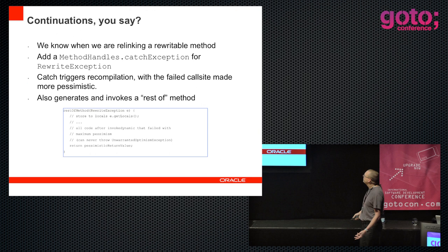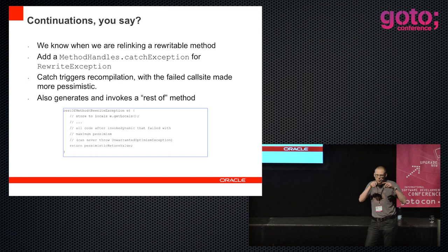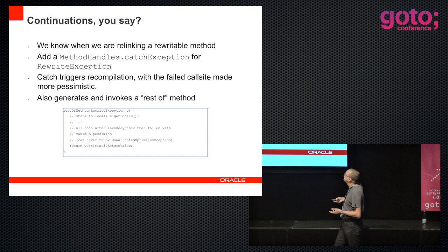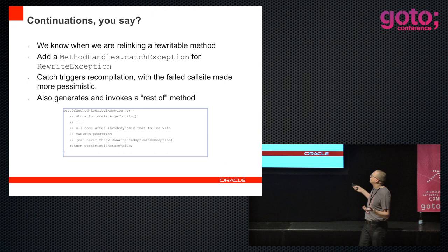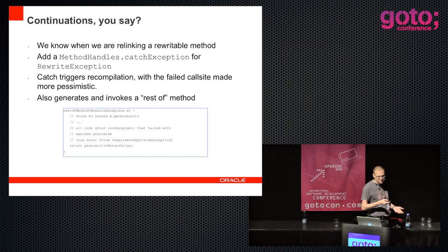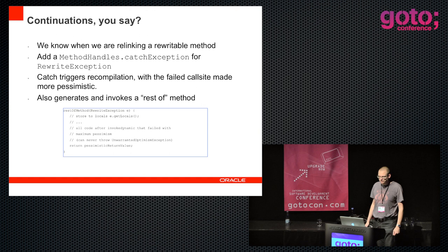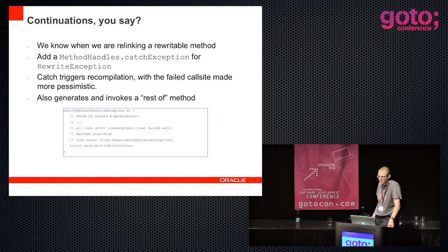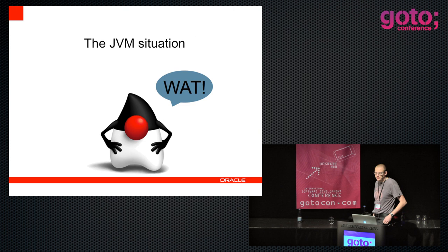And in order to get there, we have to unwind the state from where we threw the exception, which means generating the rest of the method more conservatively, just running it slowly through one lap, getting the pessimistic return value, and then the next time this call is made, we call a less optimistic version of the method. There are, of course, some warm-up problems to this, but it seems to work really well. It gets us the performance we need for mostly integer arithmetic, even if you can't prove it. So I'm going to finish off talking a little bit about the JVM situation.